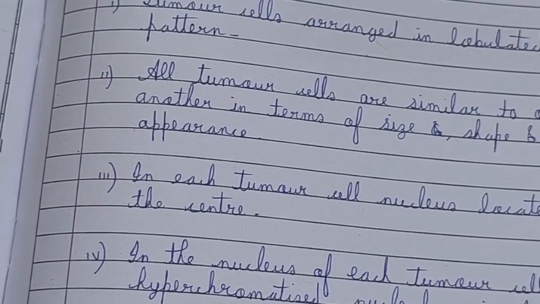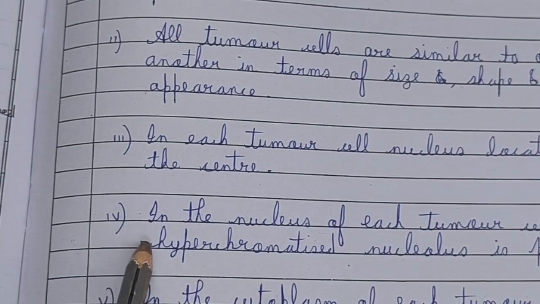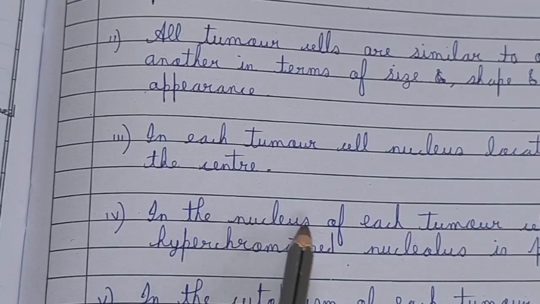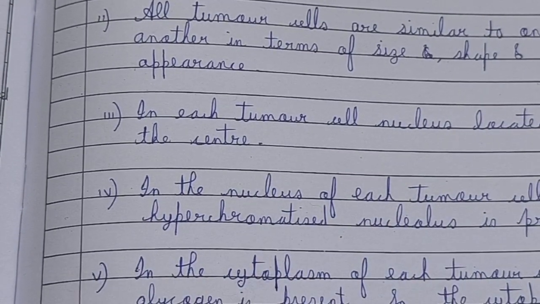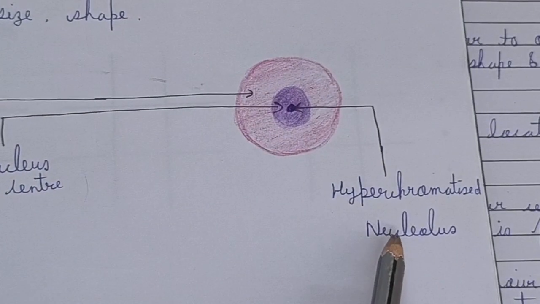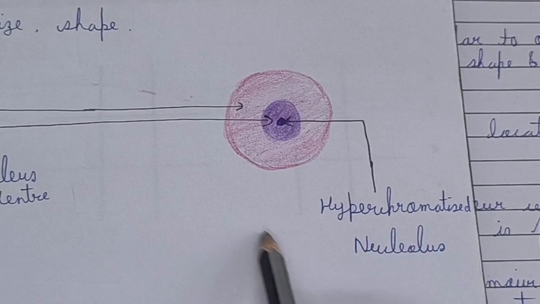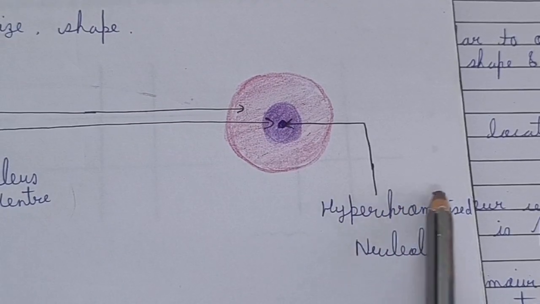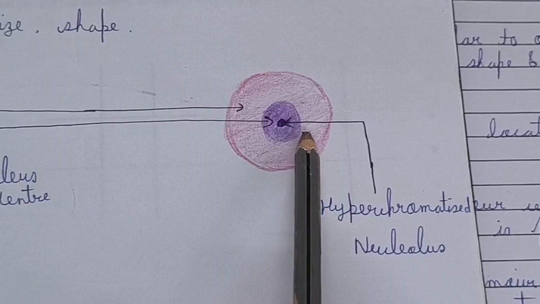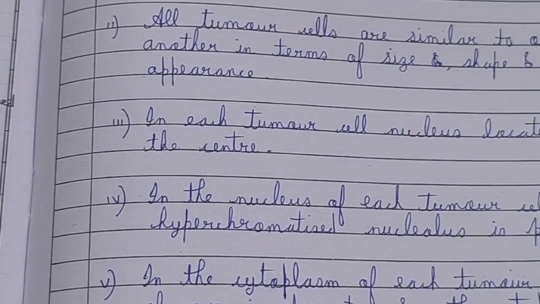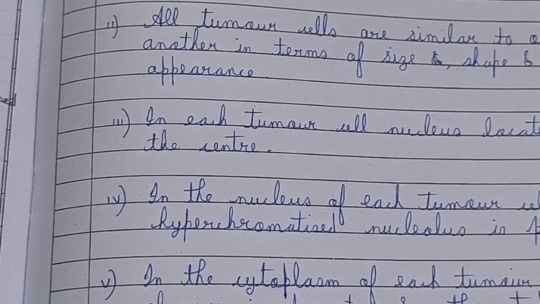And the fourth thing: see that in the nucleus of each tumor cell, a hyperchromatized nucleolus is present. And why is a hyperchromatized nucleolus present in the nucleus? Because the nucleolus stains dark. Therefore, a hyperchromatized nucleolus is present in the nucleus of each tumor cell.